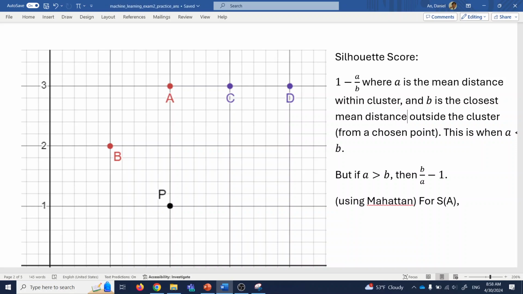Okay, now this is somewhat confusing, so let me just put the parenthesis around closest. The reason I say closest mean distance outside the cluster is because you may have several clusters. So in this example, you just have two clusters, but you may have a third or fourth cluster somewhere. In that case, you just keep taking averages with the other ones, okay?